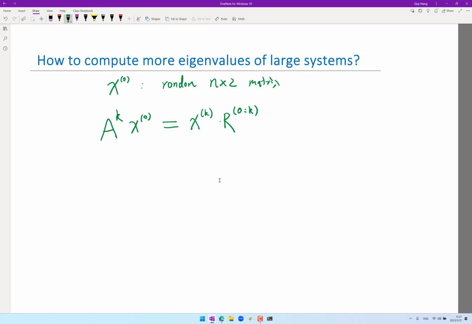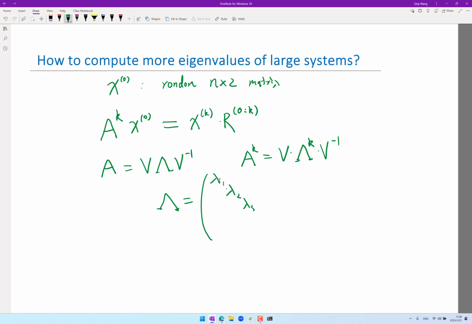Okay, just like our previous analysis, we are going to make A equal to V, a collection of eigenvectors, times Lambda, a collection of eigenvalues that forms a diagonal matrix, times V inverse. And as a result, A to the kth power is going to be equal to V times the eigenvalues to the kth power times V inverse. And this eigenvalue matrix, we denoted lambda 1, lambda 2, lambda 3, etc.